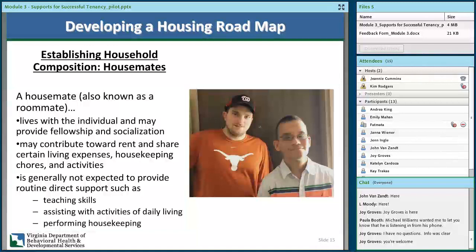Let's start with housemates. A housemate lives with the individual and may provide fellowship and socialization. A housemate may contribute toward rent and share certain living expenses, housekeeping chores, and activities. Finally, a housemate is generally not expected to provide routine direct support, such as teaching the person skills, assisting the person with activities of daily living, or performing housekeeping for the person.